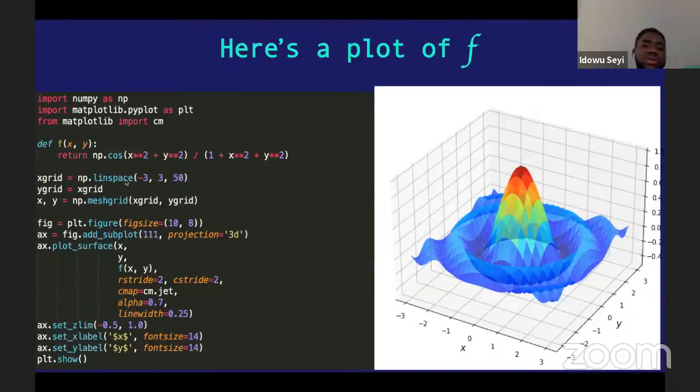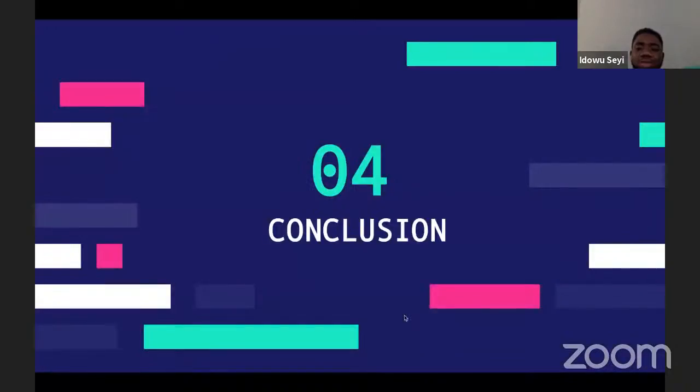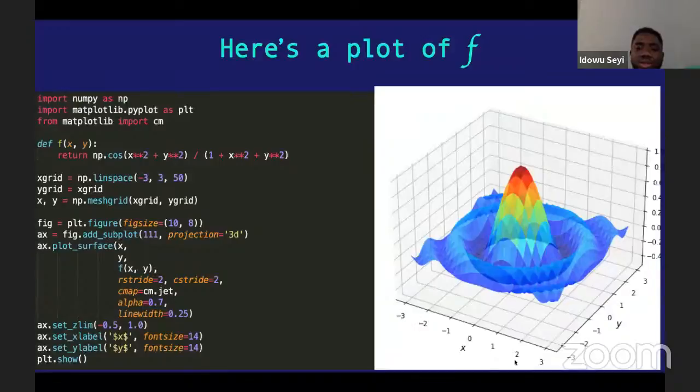x_grid equals numpy.linspace of minus 3, 3, and 50. What this means is this minus 3 and 3 are the parts of the graph. This is minus 3 and this is 3. Then 50 is the size, the length, how big you want it to be. Then we have y_grid equals x_grid. Then x, y equals numpy.meshgrid. We are meshing this x_grid, that's why we have x_grid here, and y_grid, which is the y axis.